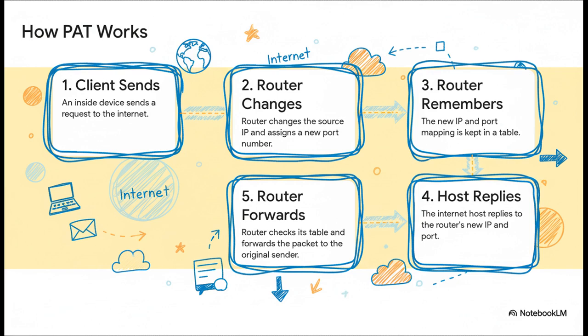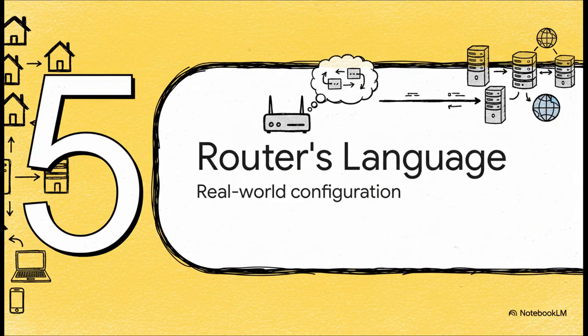4. When the website replies, it sends data back to the router's public IP and that specific port. And 5, the router just looks at its logbook, sees that port number, and says, "Ah, that's for the laptop," and forwards the data to the right device. It does this millions of times a day for all your gadgets. It's incredible. So that's the theory.